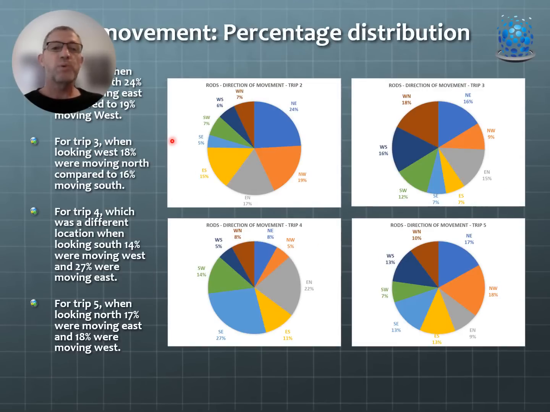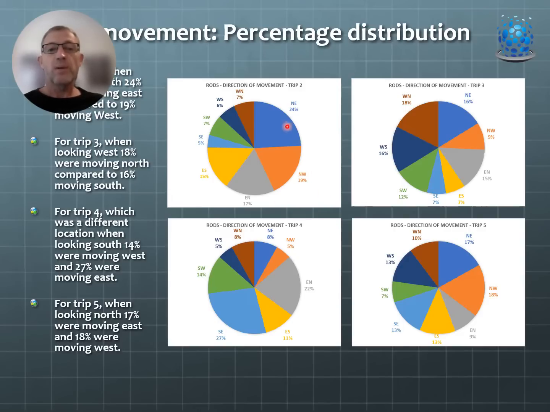We looked at proportional percentage distribution, and again it's difficult to determine an overall trend between trip 2, 3, 4 and 5. And I just took, for example, if you were looking north, then you've got the percentage travelling east here is 24%, and if you do the same in trip 3 looking north, and then the percentage travelling east, and so on for each of them. And that's how this works again. So the first cardinal direction is the direction you're facing, and the second cardinal direction is the direction of movement. So it does vary trip by trip.